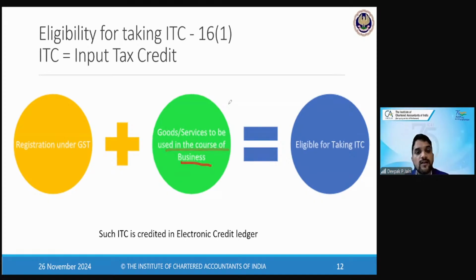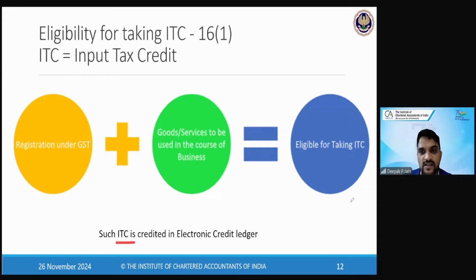I will repeat it in English also, Vaishnavi, don't worry. So, registration is required. Apart from registration, the second condition is that goods or services should be used in the course of business. Only if these two conditions are satisfied, then you are eligible to take the credit.